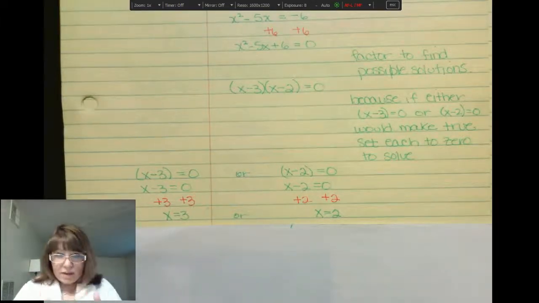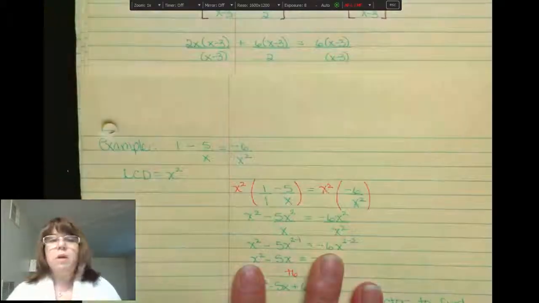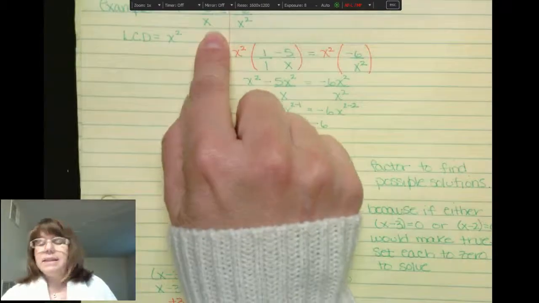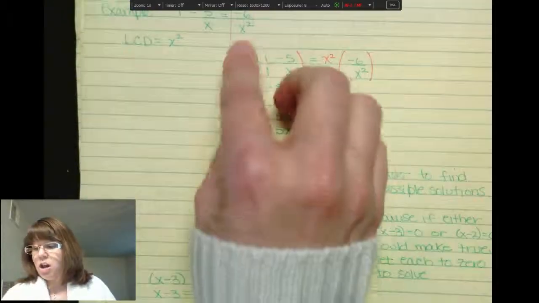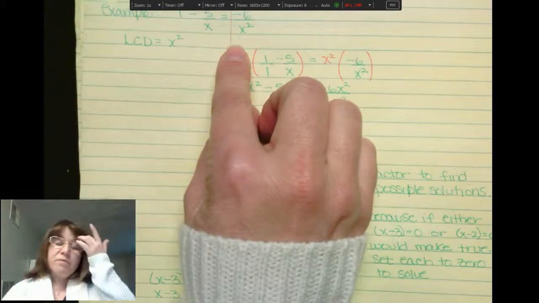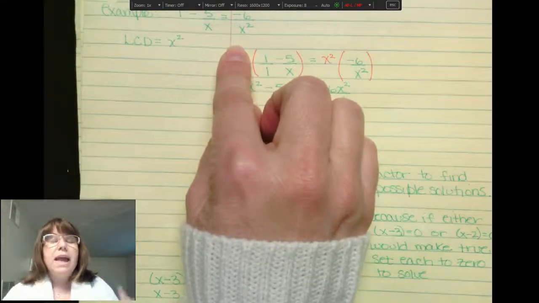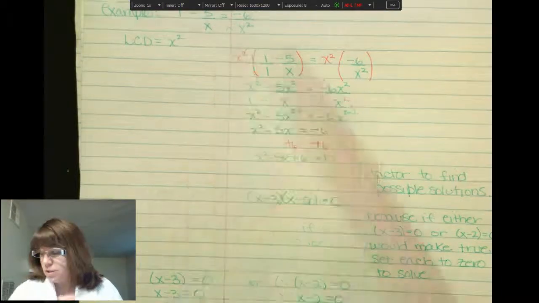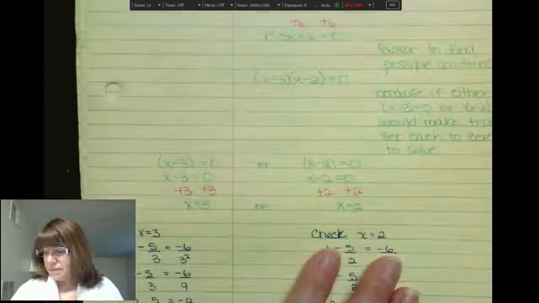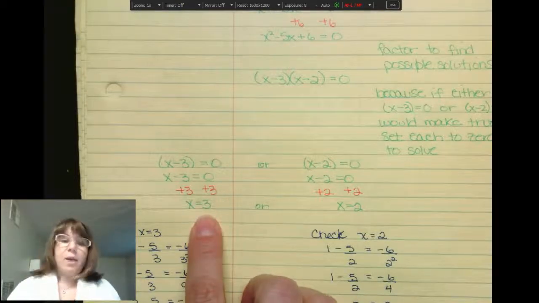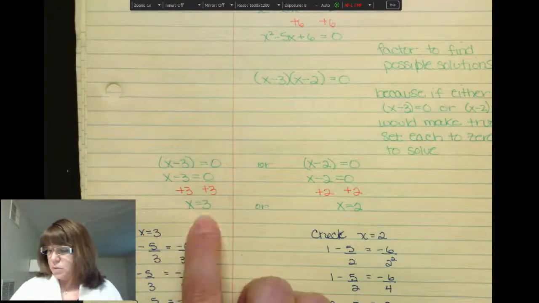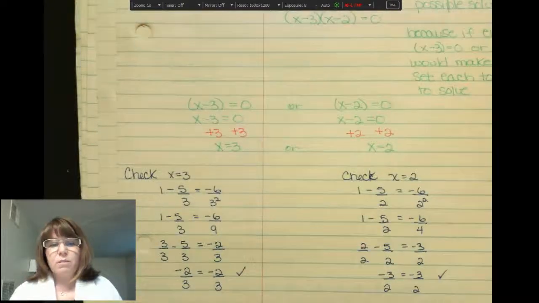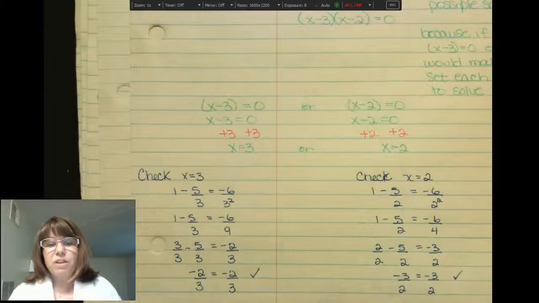Now I do want to be very careful because in my original problem, my denominator was the variable, right? So my denominator of my problem had the variable. I don't want that to be 0. So as long as my solution is not a 0, I'm okay. So x equals 3 or x equals 2, and you see quickly how we can check both of those solutions, and indeed both of them hold true.